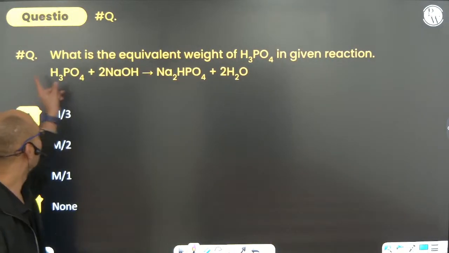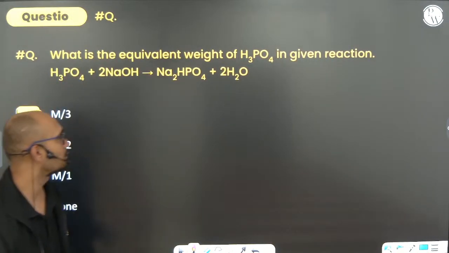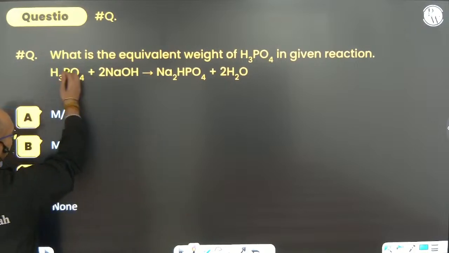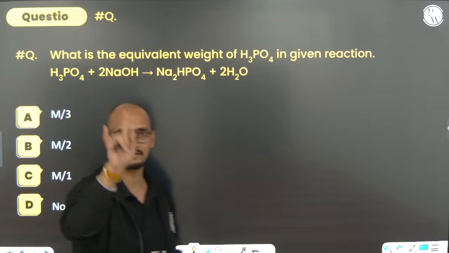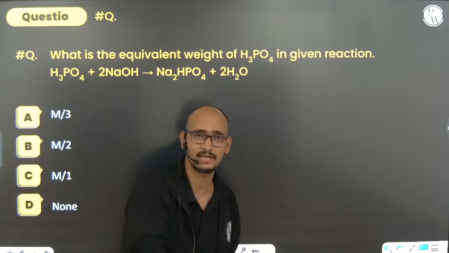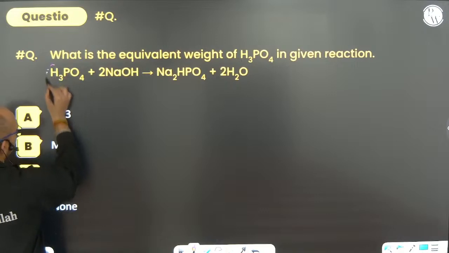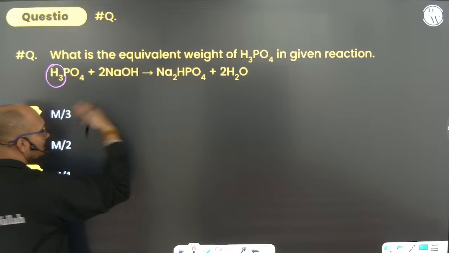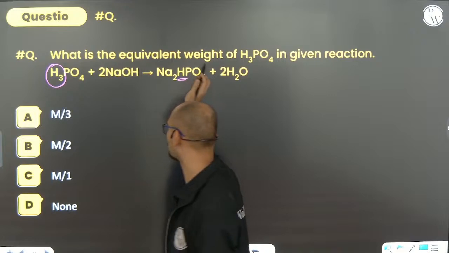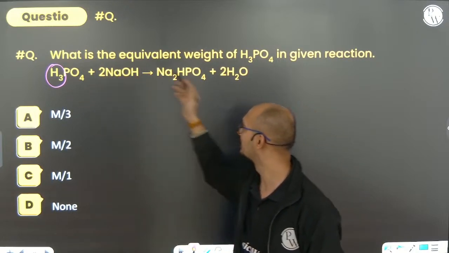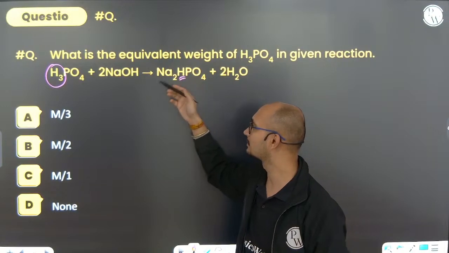Next, what is the equivalent weight of H3PO4 in the given reaction? Can you see H3PO4 converting into this? Do not do it directly. Whenever a reaction is given, always see how many H ions are taken or how many H ions are given. Can you see H3PO4? How many hydrogens were there? 3. But later on you can see that only 1 hydrogen is there. So how many hydrogens has it given in the reaction? 2, because 3 were there initially. Right now 1 hydrogen is there.